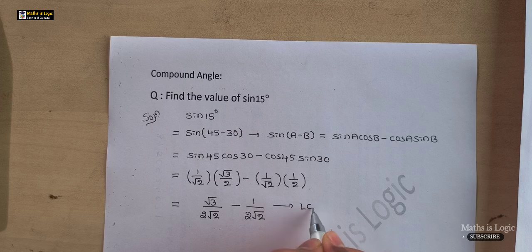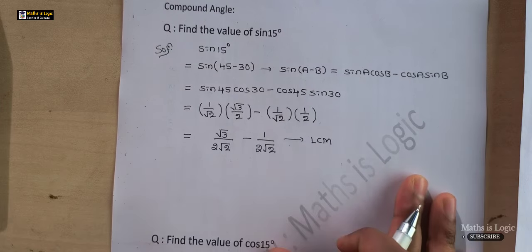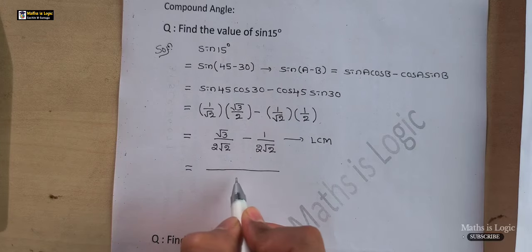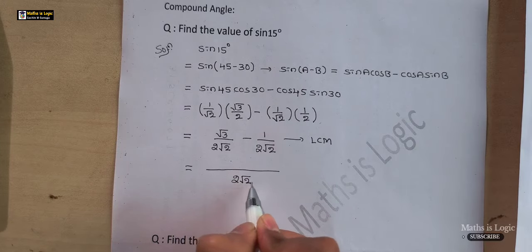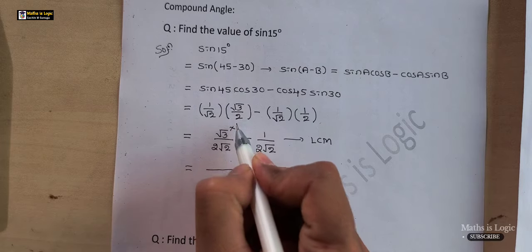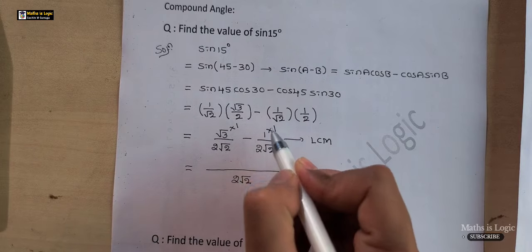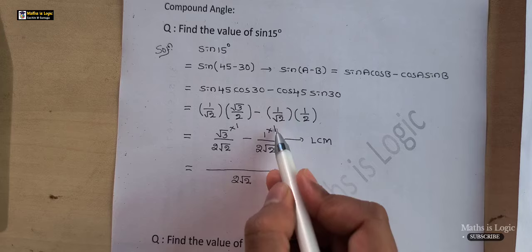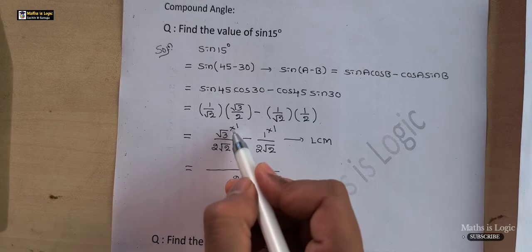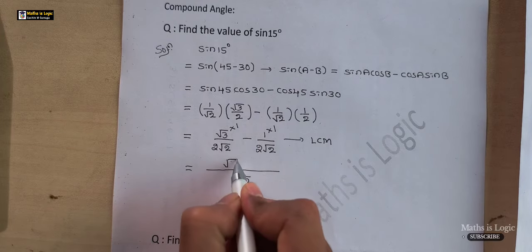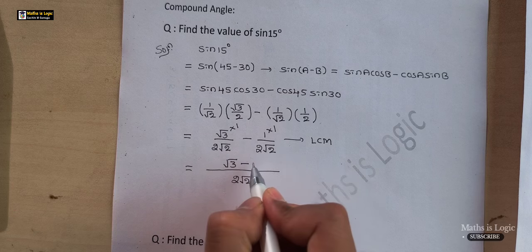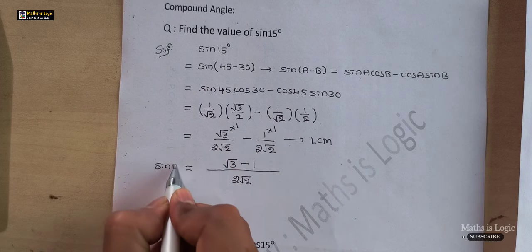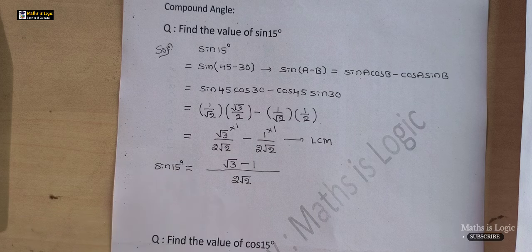Next step, directly take the LCM. Both the denominators are the same, so LCM becomes 2 root 2. So multiply by 1 here and here also by 1, because 2 root 2 into 1 is 2 root 2. Next, multiply these two: root 3 into 1 is root 3 minus 1 into 1 is 1. So this is the value of sin 15 degree.